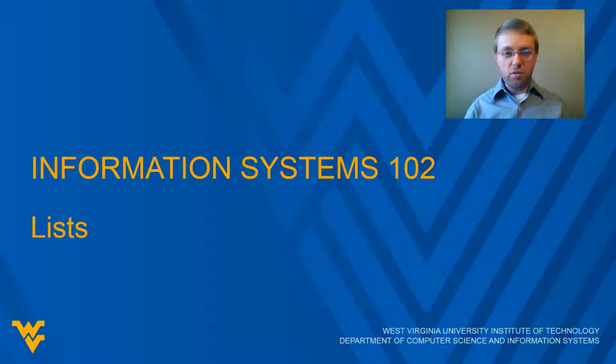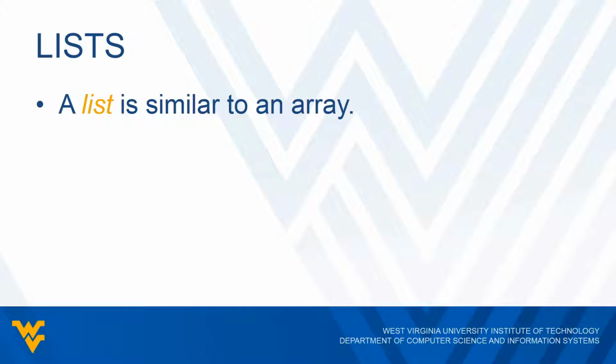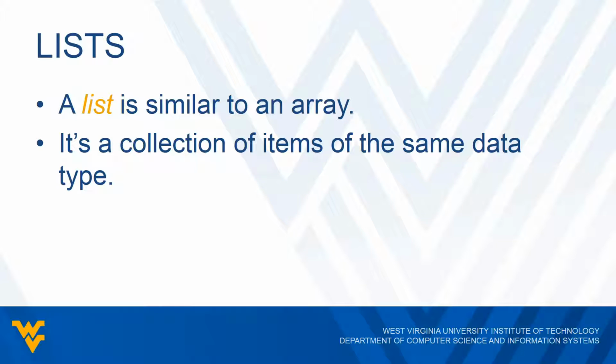In this lecture, we will introduce lists in Visual Basic. Another data structure that we can use in Visual Basic is called the list. Now, a list is actually very similar to an array. So it's also a collection of items of the same data type.